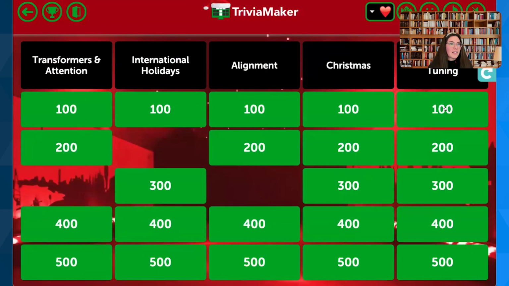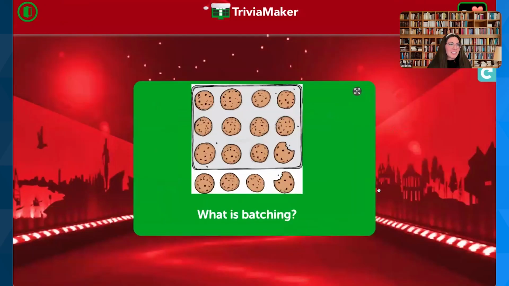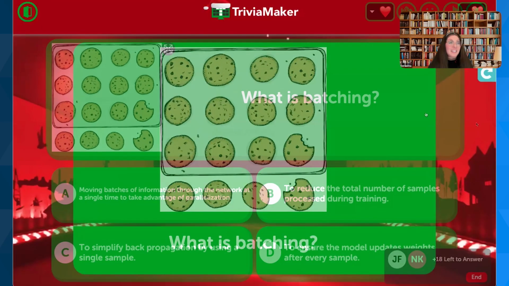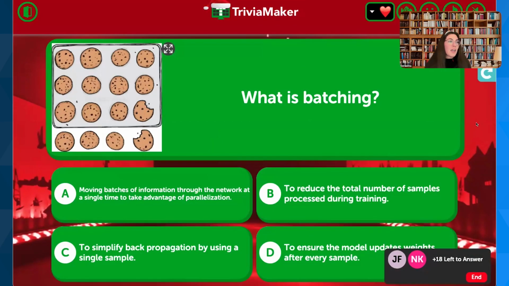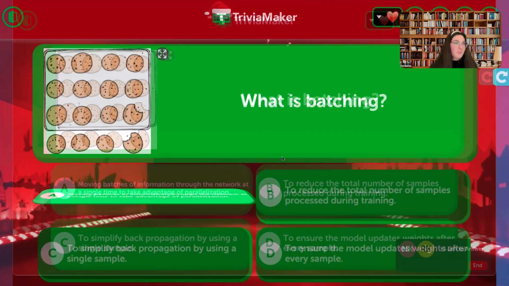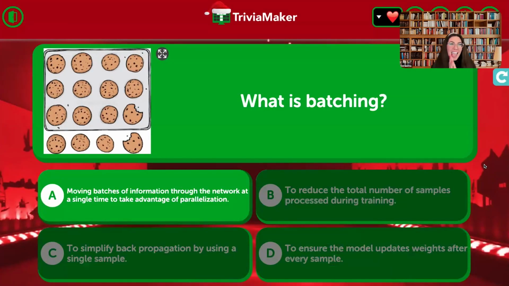All right. Training and fine tuning, 300. Everyone just wants to get some points. Okay. What is batching? Is it moving batches of information through the network at a single time to take advantage of parallelization? Is it to reduce the total numbers of samples processed during training? Is it to simplify back propagation by using a single sample? Or is it to ensure the model updates weights after every sample? What do you all think it is? All right, the correct answer is A.